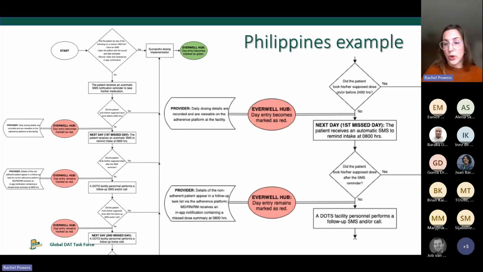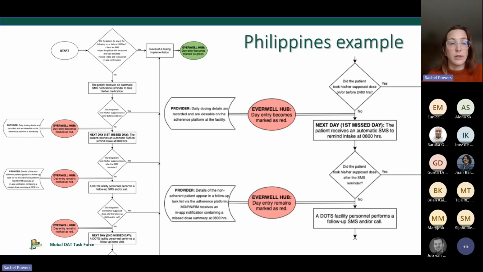So I want to briefly show an example from the Philippines. I don't expect you to be able to read the small text here, but I've blown up part of it on the right-hand side. But this is a visual of the actual differentiated pathway flow chart that the consortium in the Philippines put together to support patients. So when you start, you have the series of yes/no decisions. Did the patient take their dose for the day? Okay, then it's reported in the hub adherence platform, and that's all fine.